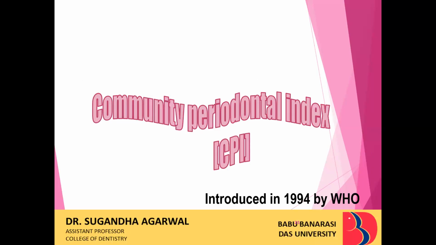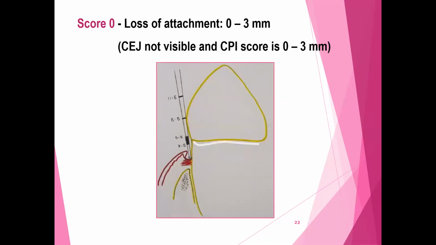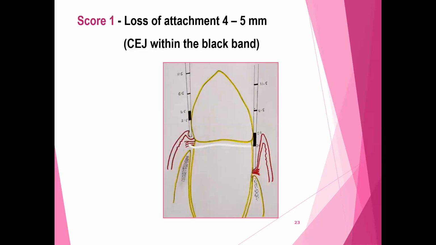Now, the Community Periodontal Index, that is CPI, introduced in 1994 by the World Health Organization. In this, score 0 is loss of attachment of 0 to 3 mm, where the CEJ, that is the cemento-enamel junction, is not visible and the CPI score is 0 to 3 mm. Score 1, loss of attachment 4 to 5 mm, with the CEJ within the black band.